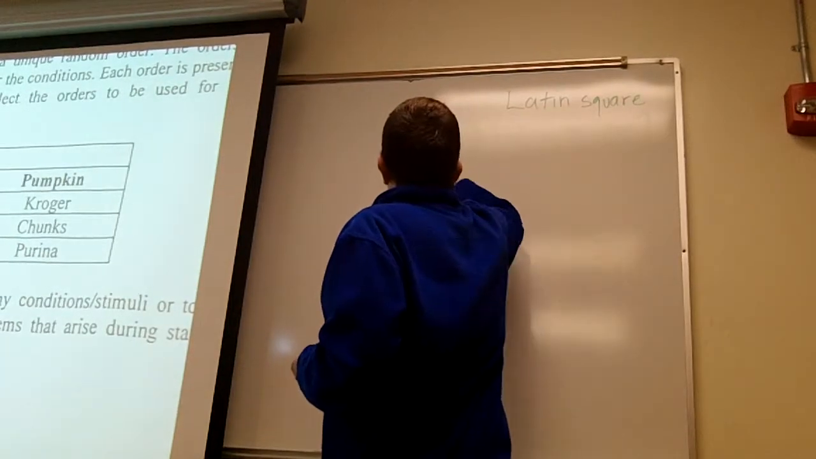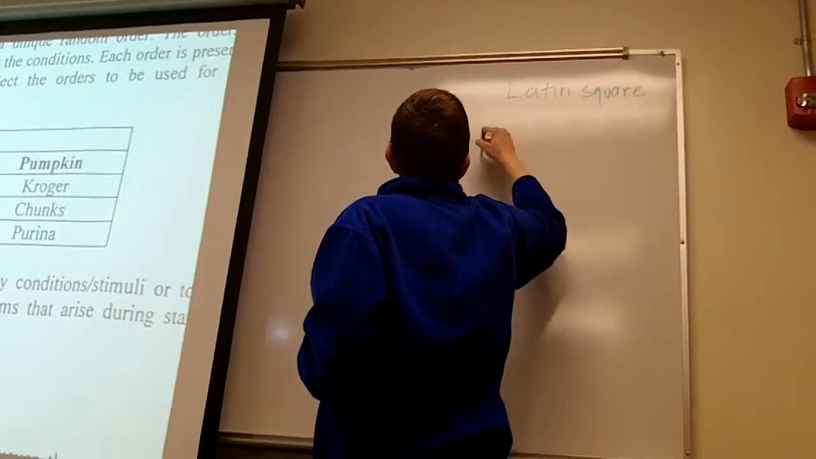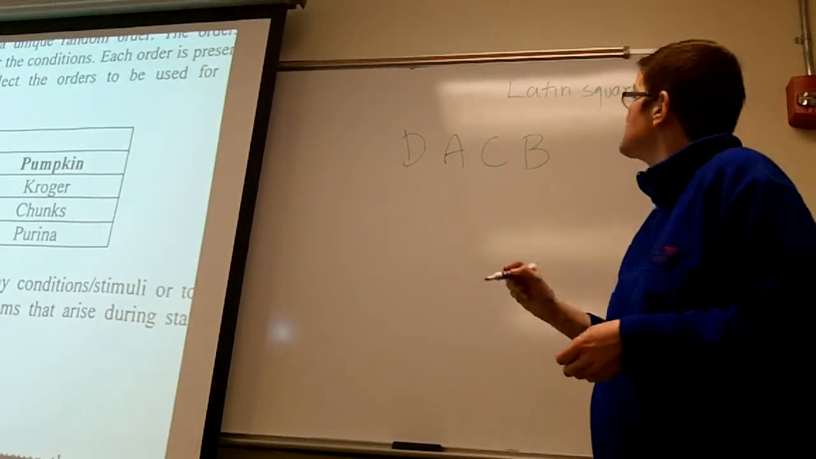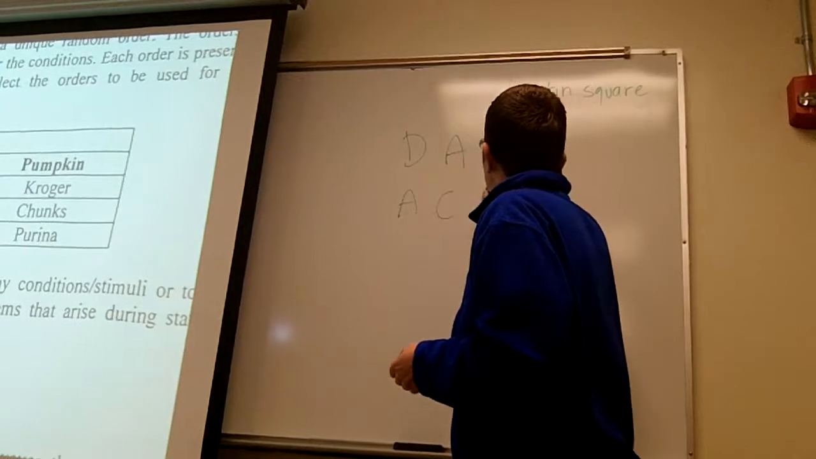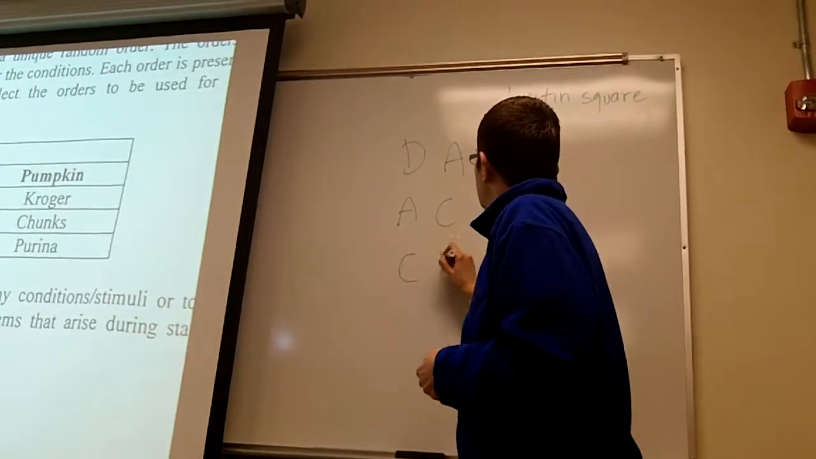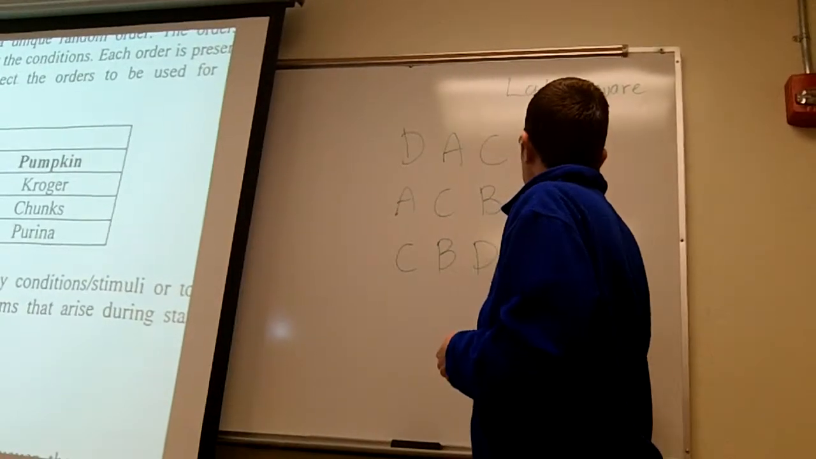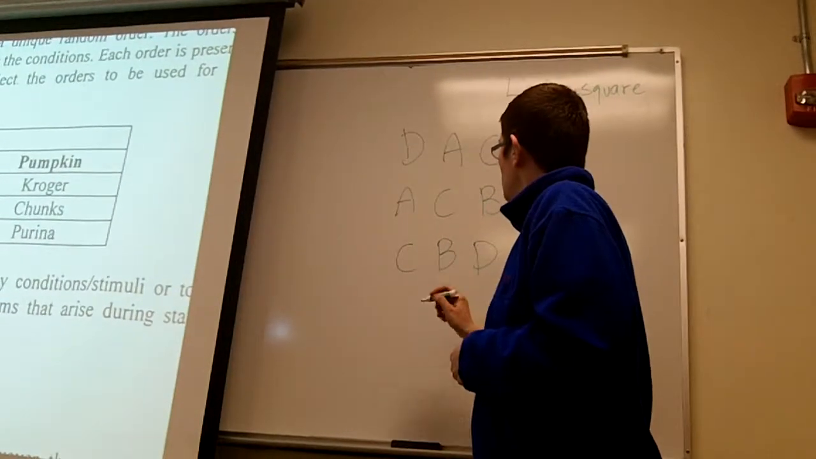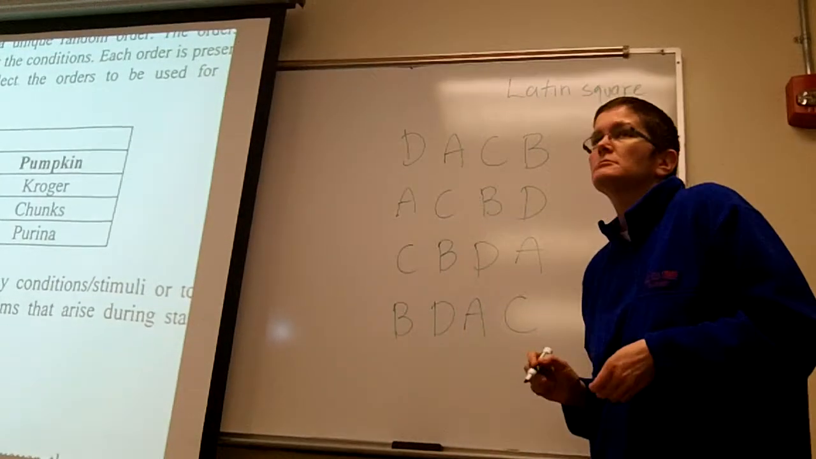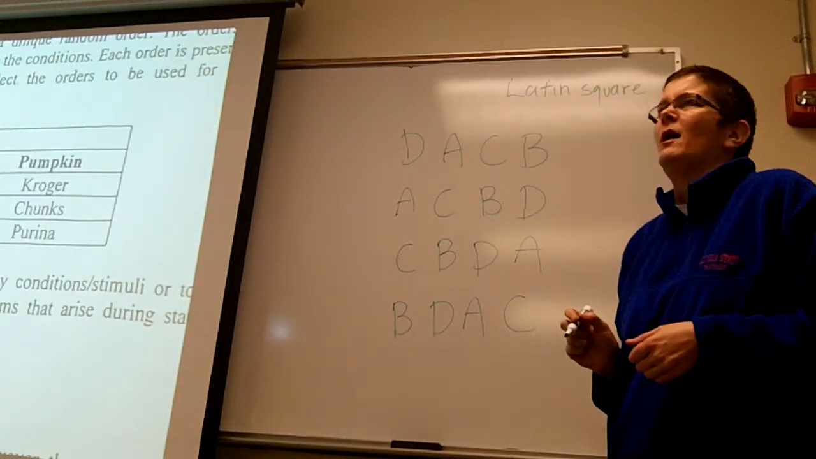So you can do it, and what if you were going to do it with 4 things? Let's say we go D, A, C, B. Okay, what's the next row? A, C, B, D. Okay, what's the next row? C, B, D, A. What's the next row? B, D, A, C. What's the next row? There isn't one.